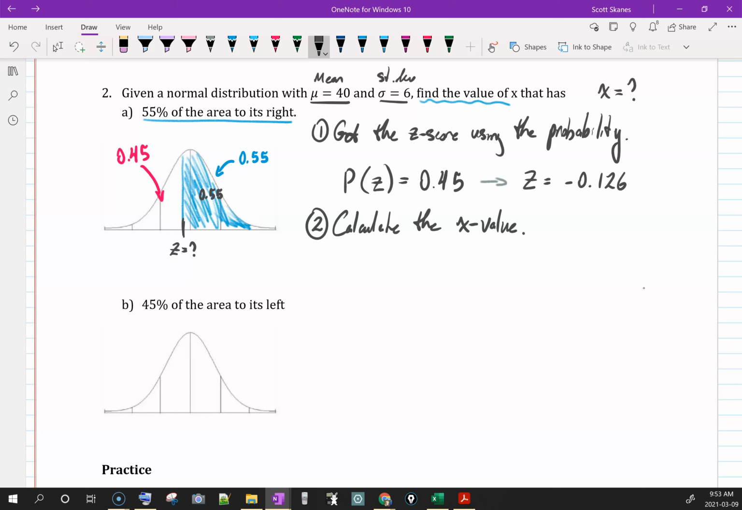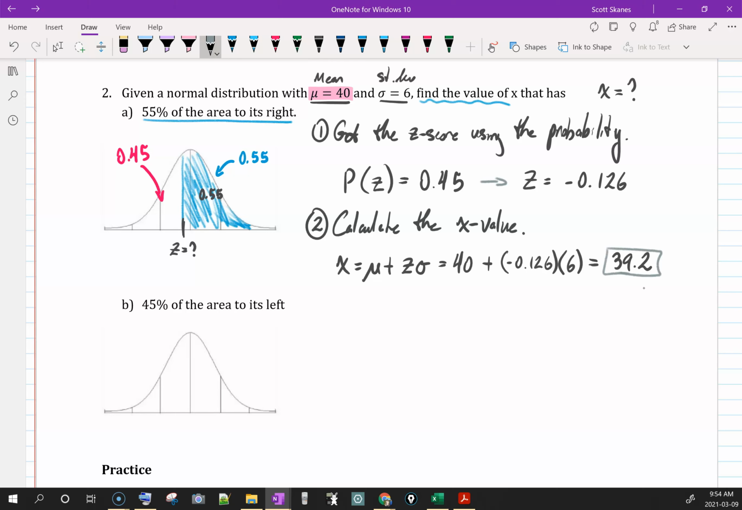How I do that is using the formula. It's the mean plus the z value times the standard deviation, which is in this case 40, I was given that above, plus the z value, which I just calculated, multiplied by the standard deviation, which is 6. And if you work that out, what you should get is 39.2.